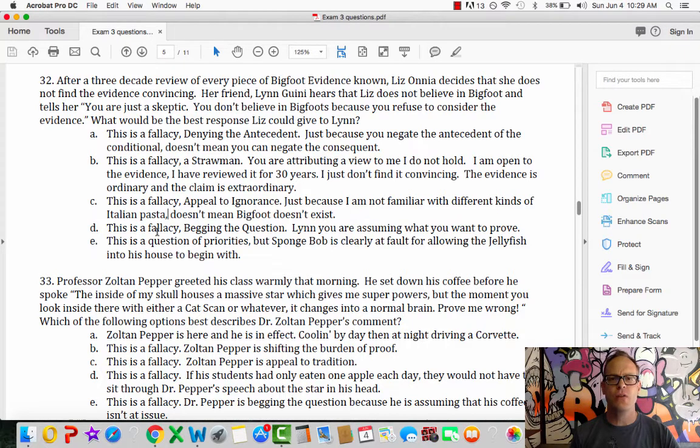E, this is a question of priorities, but SpongeBob is clearly at fault for allowing the jellyfish into his house to begin with. I wonder if anybody knows the reference of that SpongeBob episode. If you do, please let me know.